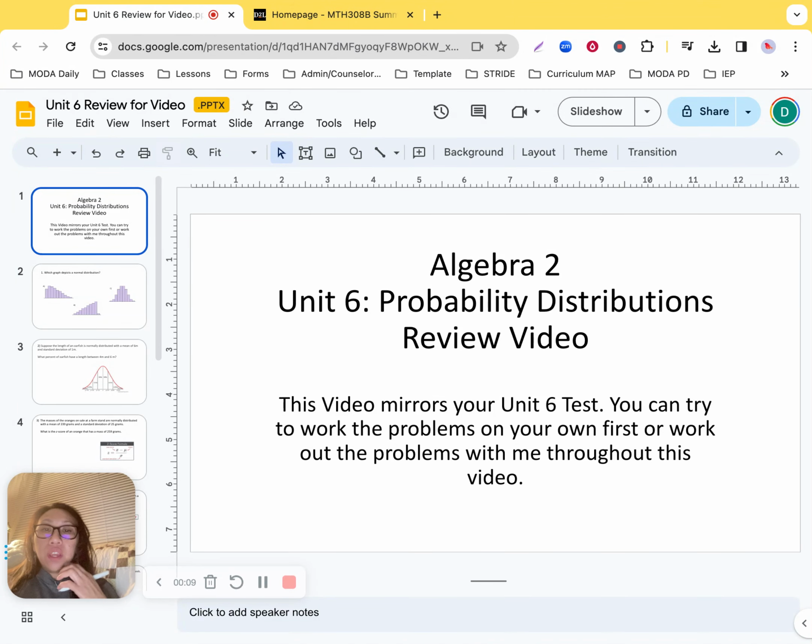This video mirrors your Unit 6 tests, so you can try to work the problems out on your own first, or you can work out the problems with me throughout this video. Whatever works for you, you can pause this video and work it out, or you can watch the entire video and work out the problems with me. It's totally fine for me.